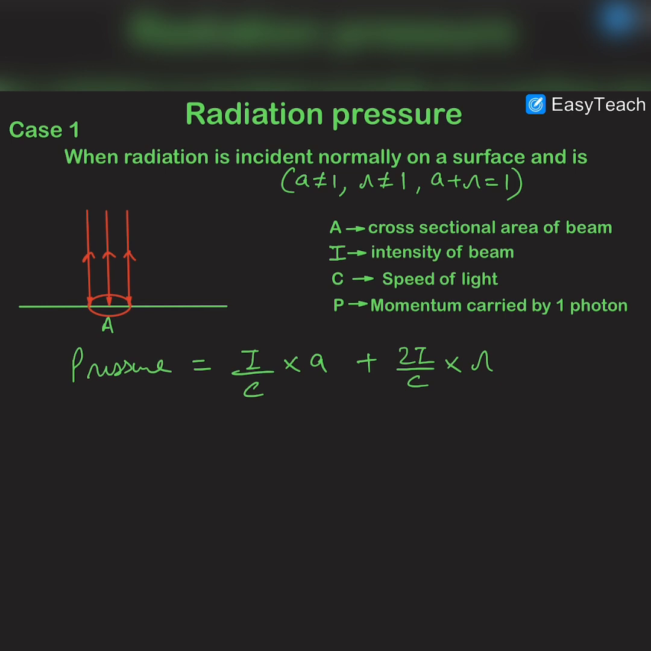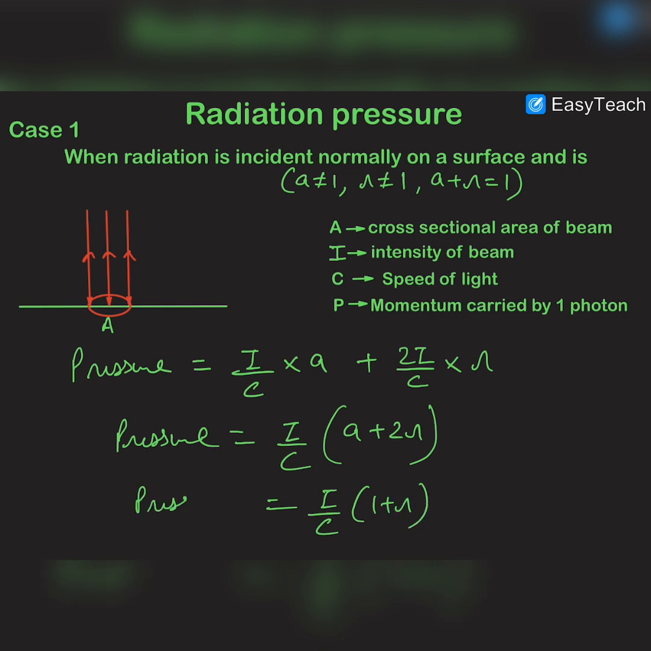A. In the same way, the total radiation pressure due to 100 reflected photons was 2I by C. So due to one reflected photon it would be 2I by C upon 100, and due to 60 reflected photons it would be 2I by C into 60 by 100, and that 60 by 100 is R. So now I think you would be getting my point. So the radiation pressure will be I by C, which is common, into A plus 2R. Now you know that A plus R is 1, so it would be I by C into 1 plus R. This would be the radiation pressure on the surface.